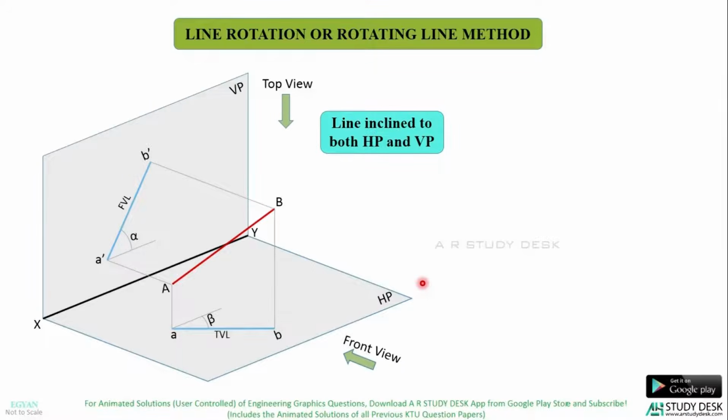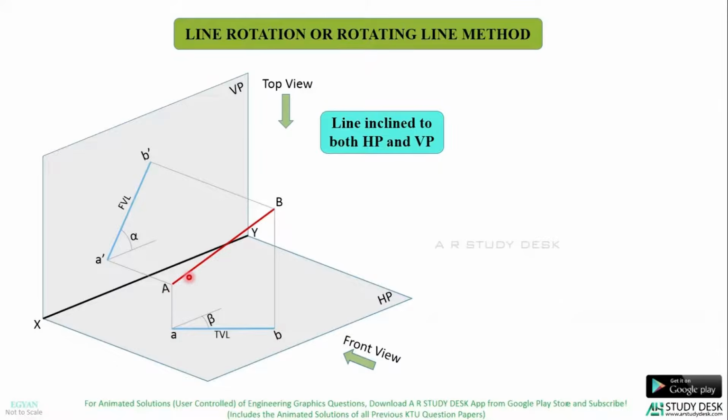From the line rotation method, you are trying to get the true length of the line and the true angles made by the line with HP and VP. So let us see how do we get the true length and the true inclinations with HP and VP.